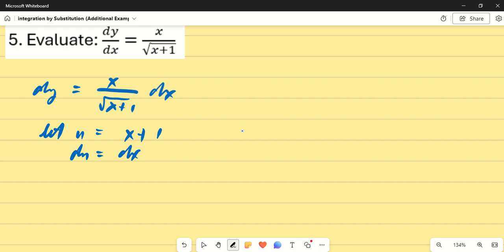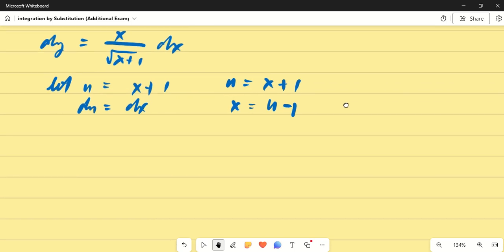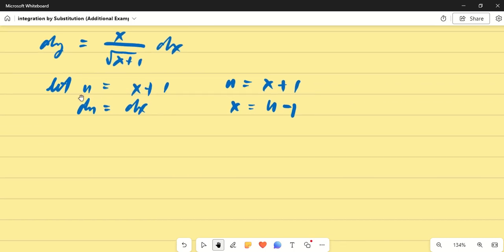So here we let u be equal to x plus 1. We will make use of u is equal to x plus 1, and then after that, of course, we need to solve x in terms of u. So your x here is u minus 1. Okay, so after that, we can now replace our original equation with these expressions, no? U, du, and of course the substitute for x. We'll be having dy is equal to, your x can be replaced with u minus 1.